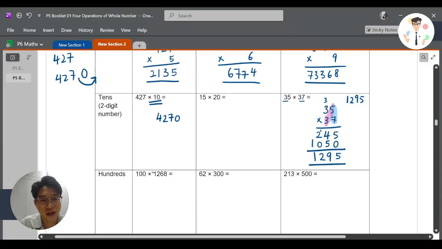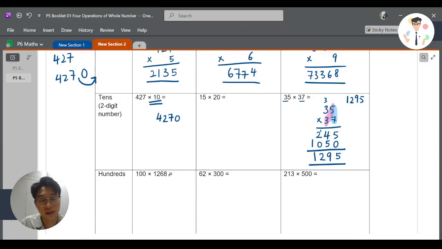So how about this case? When there's 100 times 1268, again, it's 1268. And how many zeros do you have? I have 2 zeros. So it will be 2 times. So it will be 1268, 2 spaces here, right? So 0, 0. So the answer is 1268, 0, 0.